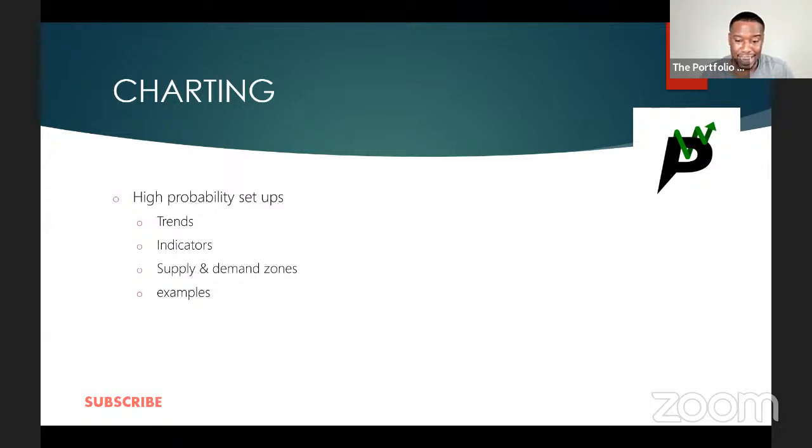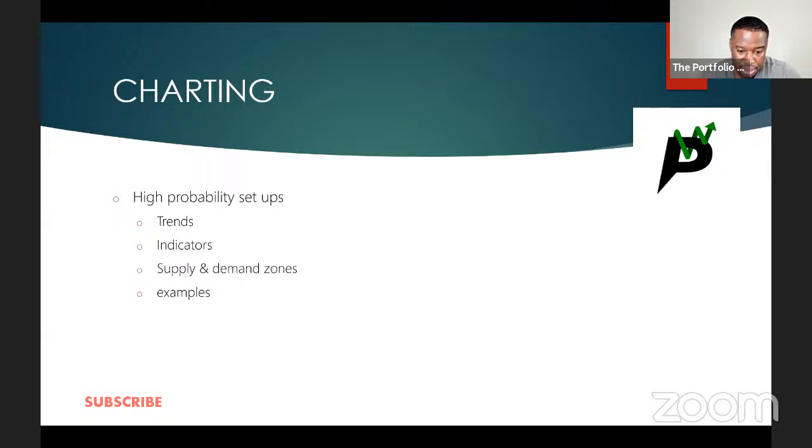Right. So we want to look for high probability setups. But how do we find high probability setups? This is where charting comes in. We're going to look for supply and demand zones, use the indicators, and use them for the trends. We're going to use everything in accordance with each other for these setups.